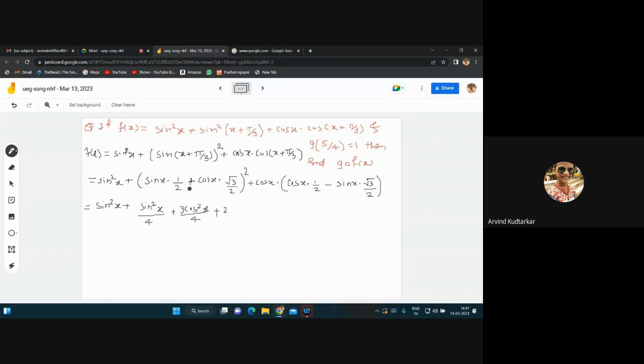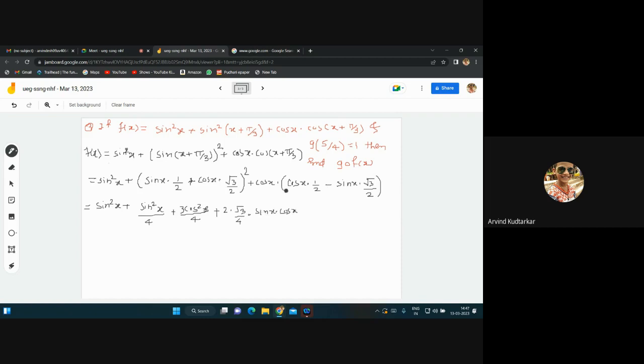Twice means 2 into 1 by 2 gets cancelled. So 2 into 1 by 2 into root of 3 by 2 means root of 3 by 2 into 1 by 2, that is root of 3 by 4. So into root of 3 by 4 into sin x cos x.